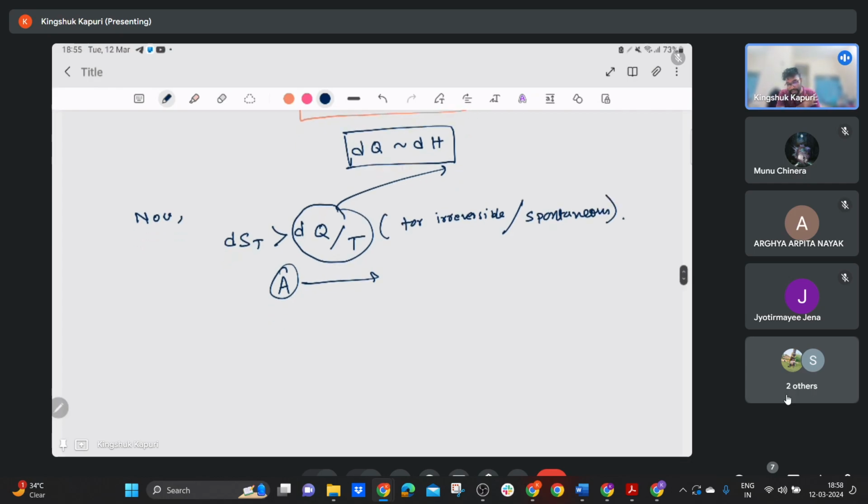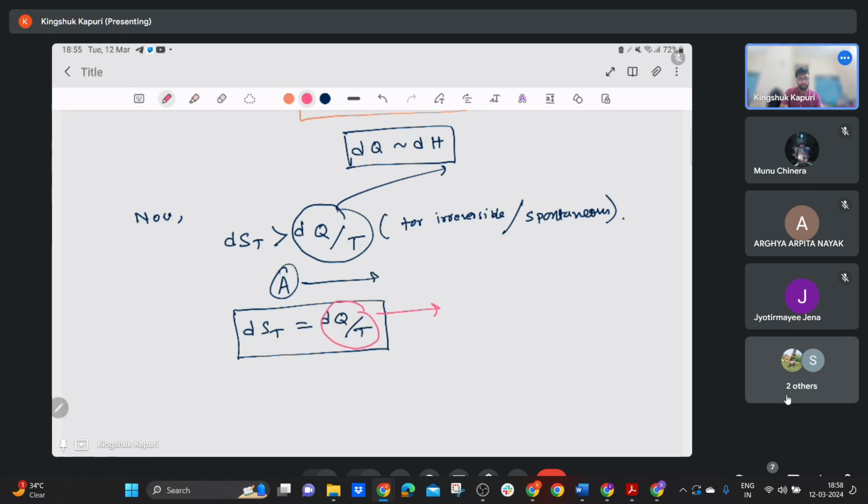I am telling you the mathematical expression that dS_T equals dQ by T, meaning when the thermal entropy will be equal to the dQ by T term, when these two are equal, it means your one set of reaction, say A plus B equals C plus D, the product and reactant are in equilibrium with each other. A plus B can give C plus D and vice versa, and from C plus D you can come back to A plus B. This is a reversible process.